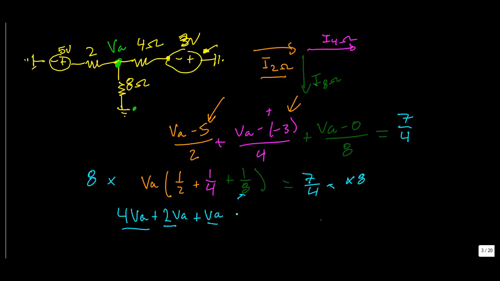So we got 7 VA, and that's going to be equal to 7/4, but then, like I said, we multiplied this, and the 8 divided by 4, which is 2, and 7 times 2 is 14. And then we got VA is equal to 14 divided by 7, which is equal to 2 volts. Oh great, that's going to answer everything pretty quickly from this point forward for us.